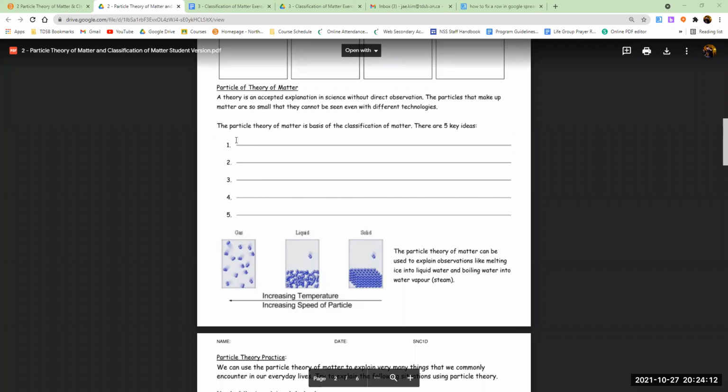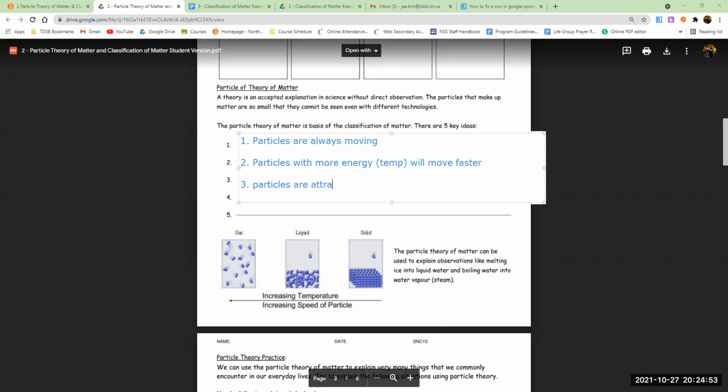I'm going to see if I can remember them off the top of my head. The first point is, let's see, particles are always moving. That'd be 1. Number 2, particles with more energy, for example temperature, will move faster. 3, particles are attracted to each other.